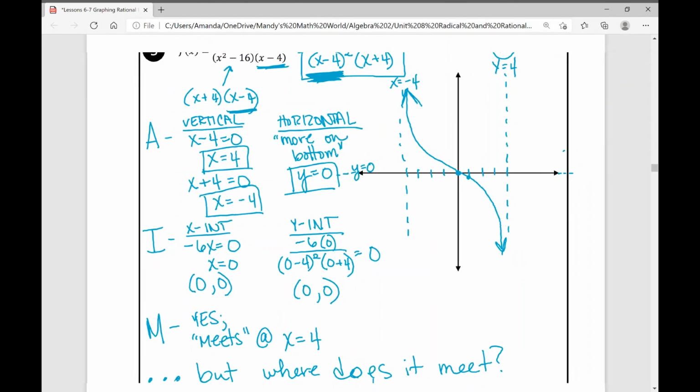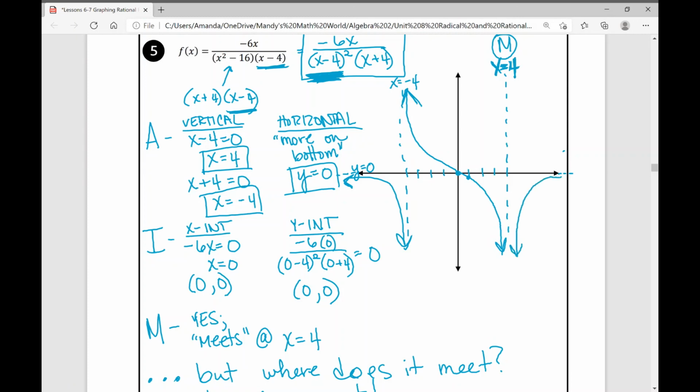Well, then what does the rest of the function look like? On the left side of x equals negative 4, I know the function is going to be down here below that horizontal asymptote because it doesn't meet at that vertical asymptote. Now let's look to the right side of this x equals 4. To the right side, we have multiplicity at this asymptote, which means it's going to meet at this asymptote. It's going to come together right there.